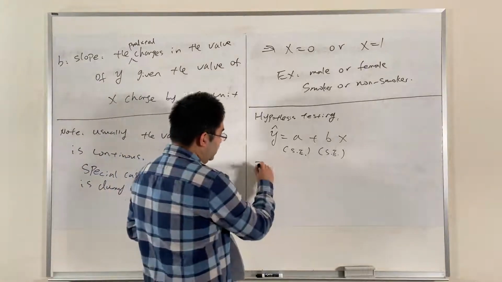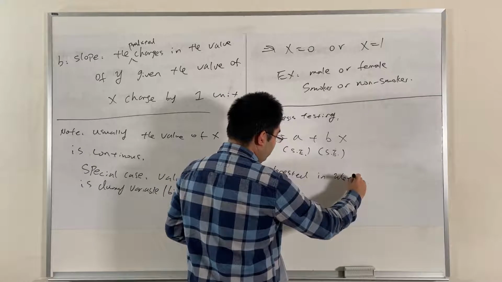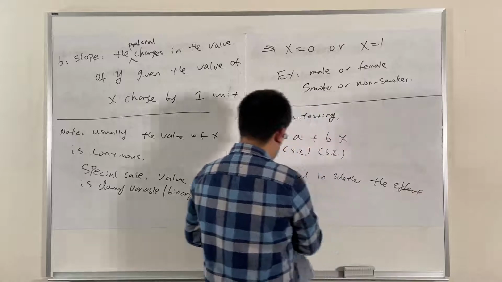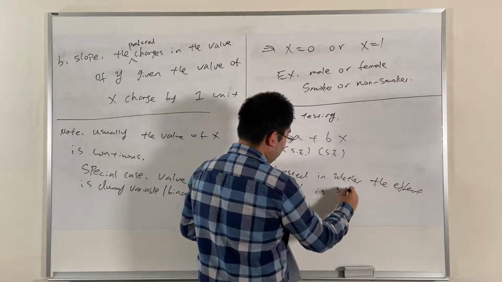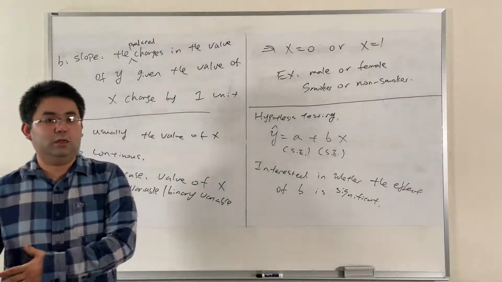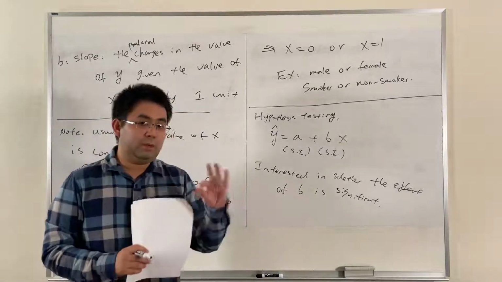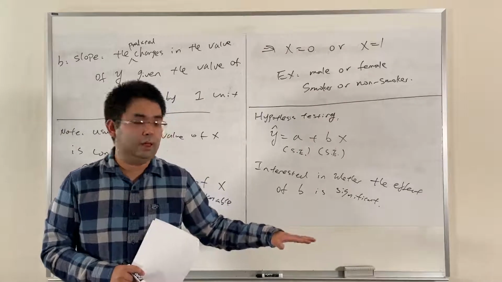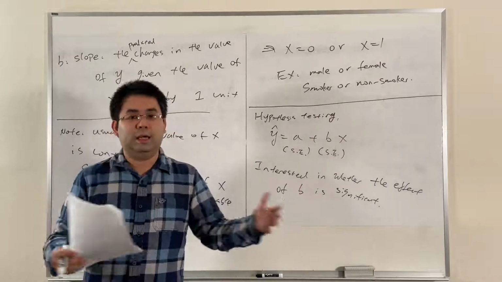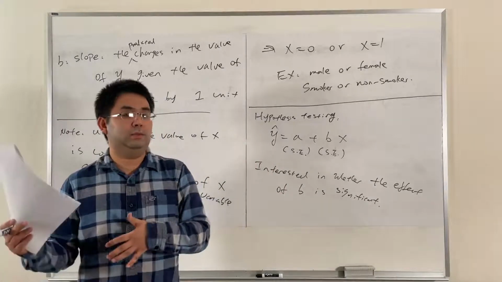So we're interested in whether the effect of B is significant. Whether X has an effect on Y depends on B, right? So if B is 0, that means X has no effect on Y. But when B is not 0, then X has effects on Y. So whether B is 0 or not is very important, and that's something we're interested in.